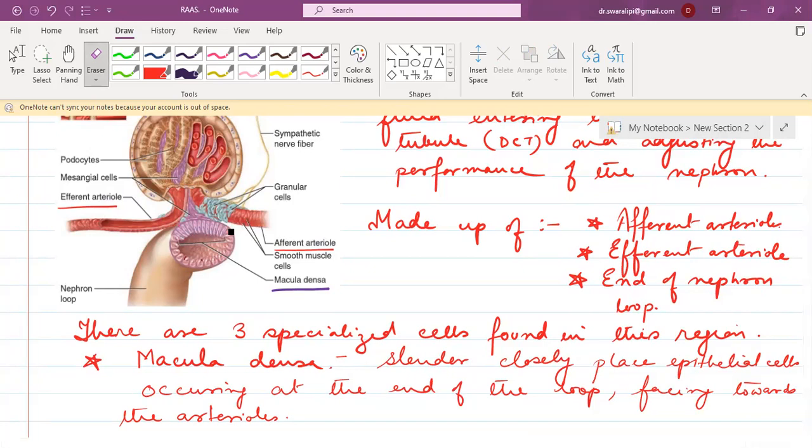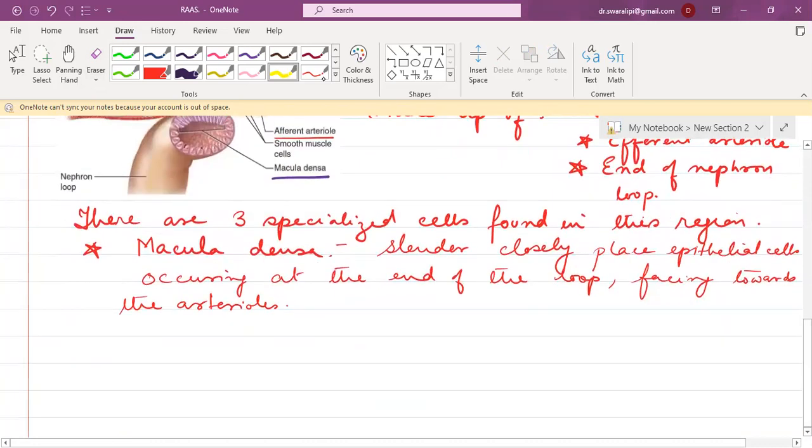Now, what is the function of macula densa? When they understand, by understanding the composition of the tubular fluid, that perhaps the blood volume has decreased, then what will they do? They will stimulate the granular cells. See over here, the granular cells are given. So that is the next specialized cell which I am going to discuss.